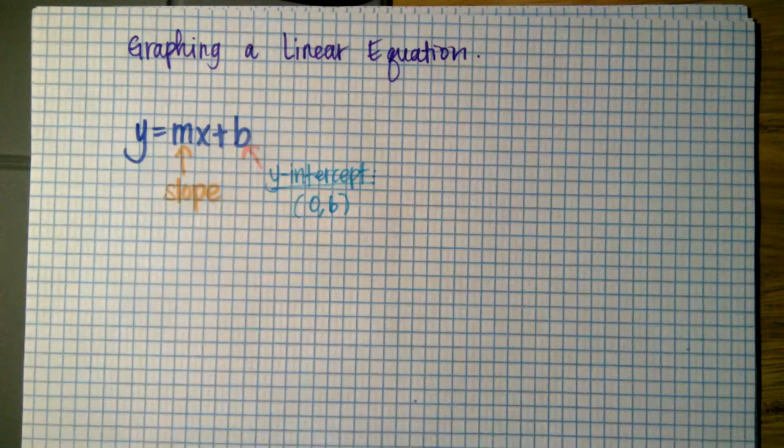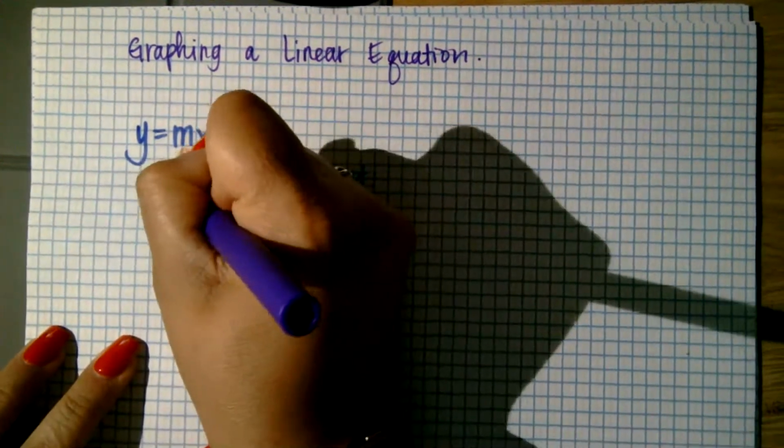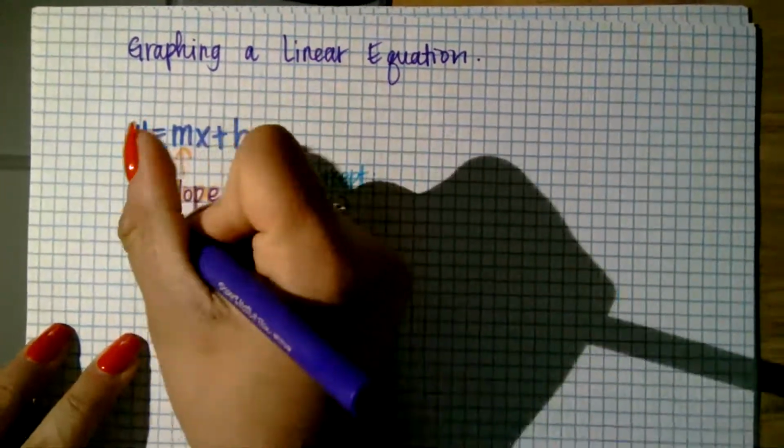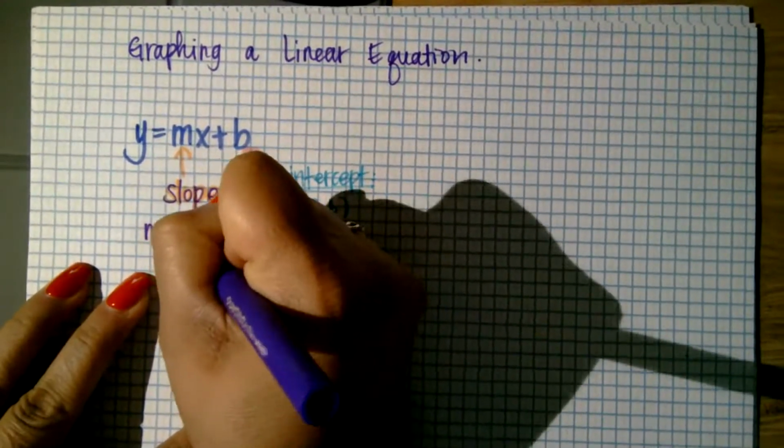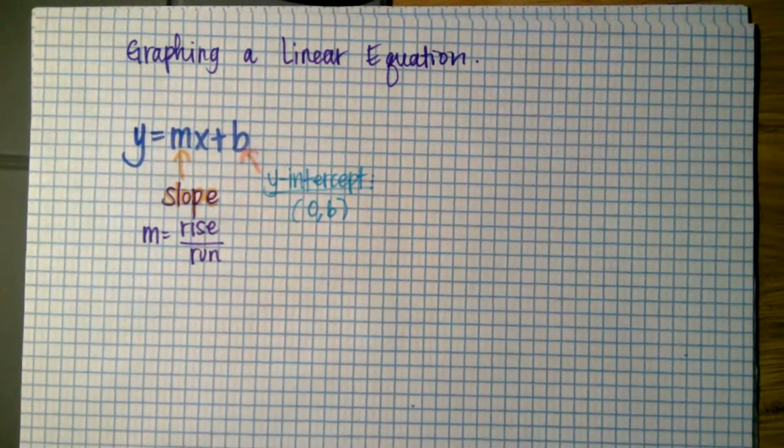For my slope, though, it's important that we recognize that my slope m is a fraction. So rise over run. It must always be a fraction. Not to worry, if our equation has just a solid number, we can always make that into a fraction by putting an over 1 into it.